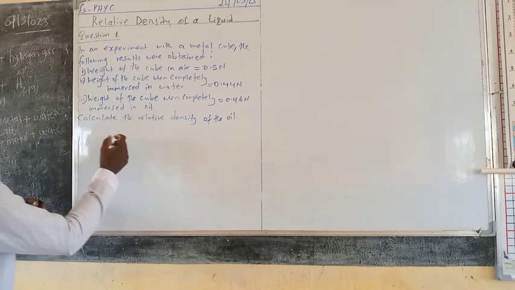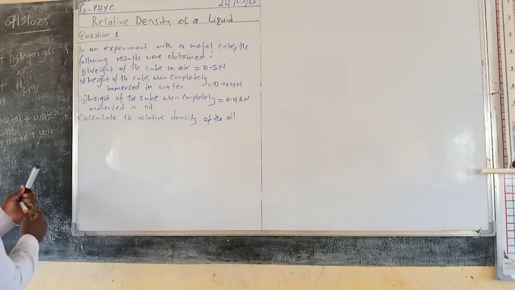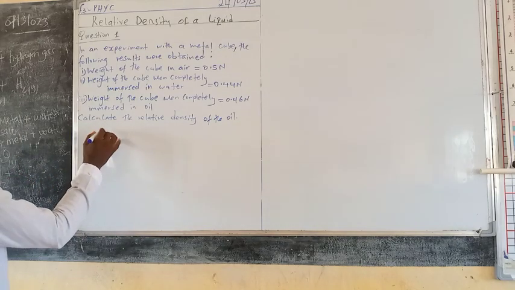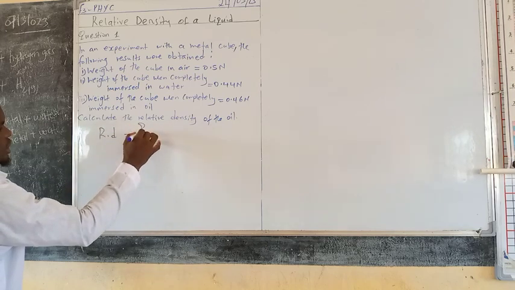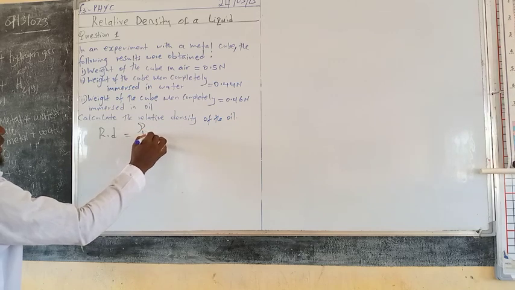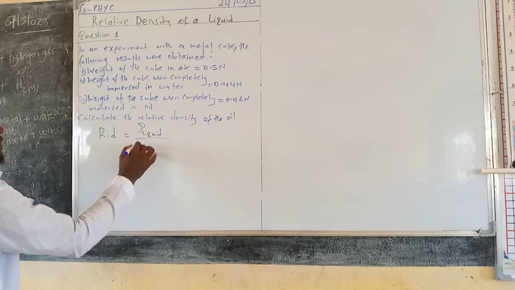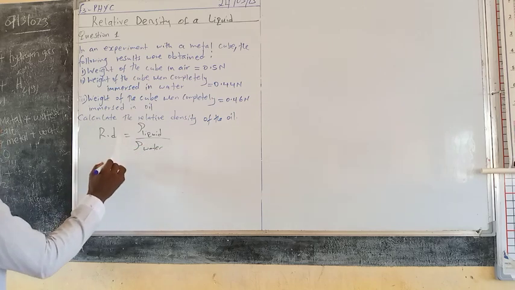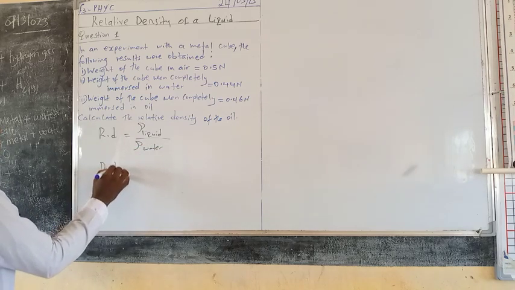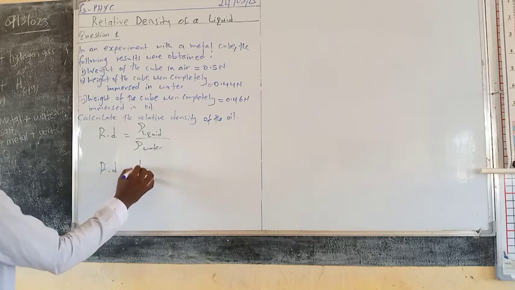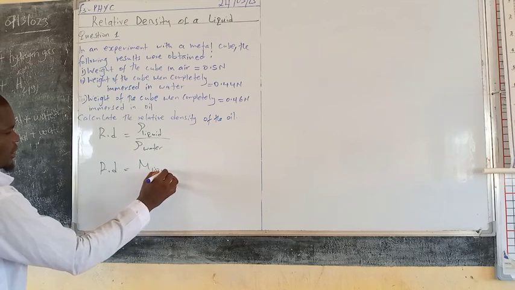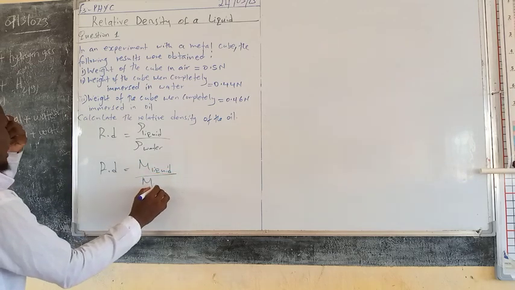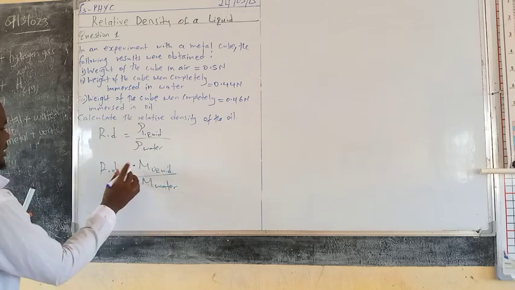Expression number one, talking of the densities, we say that relative density can be given by taking the density of the liquid displaced divided by the density of water displaced. Talking of mass, relative density can be given by taking the mass of liquid displaced divided by mass of water displaced.